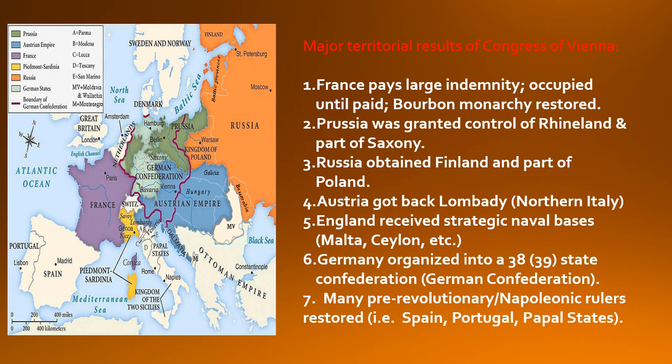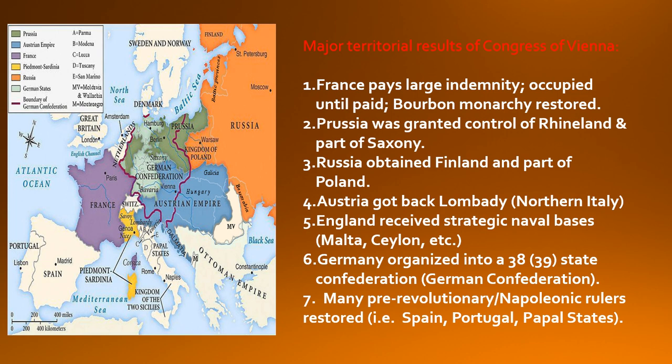So just looking at the major points that I've put on the screen here, France paid a large indemnity, so they were forced to pay a great deal for the damage caused by Napoleon. And France was occupied, at least parts of France were occupied until paid. The old Bourbon monarchy was restored yet again, at least for the time being, excuse me. Prussia was granted control of the Rhineland, which is in Western Europe, not contiguous with Prussia heretofore, and part of Saxony. Russia obtained Finland and part of Poland.